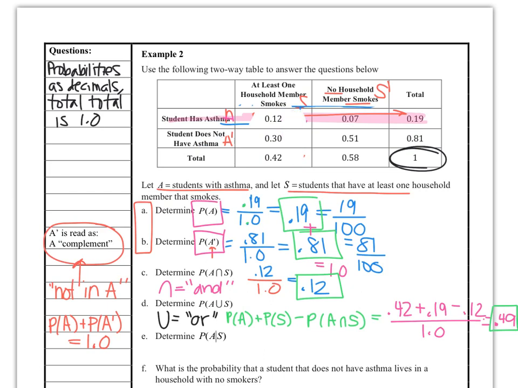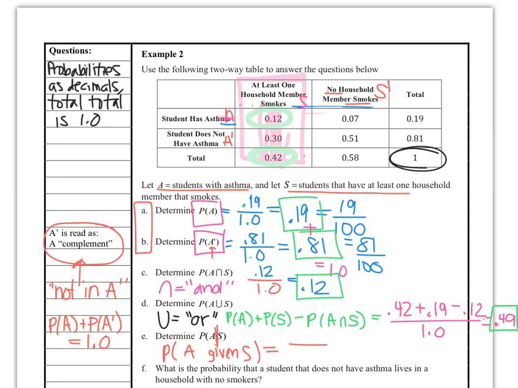And last but not least, we've got this conditional probability before we move on to solving the word ones. So this says probability of A, and then there's this bar. Remember that bar means given S. So probability of A given S. So given S means I need to focus on just smoker households. Okay, so focus here. And it's A given S. So asthma given all the smoker households.